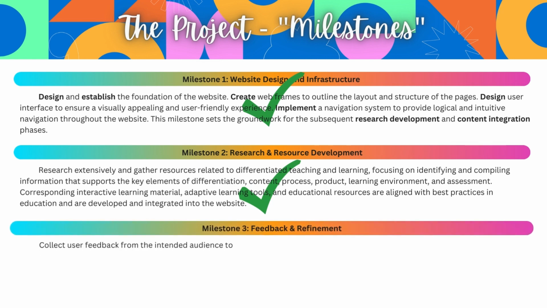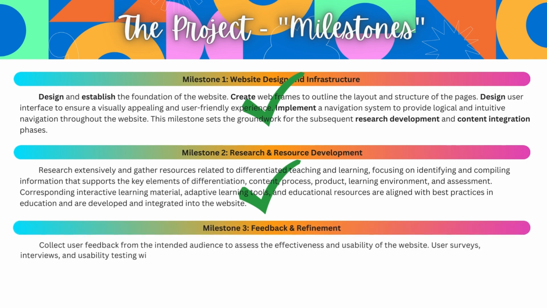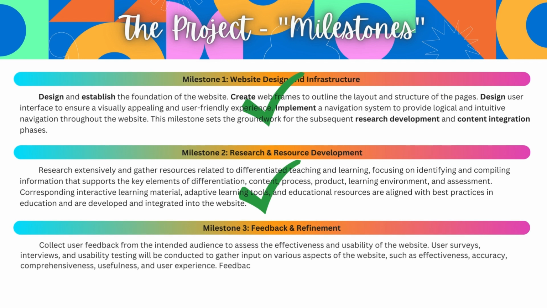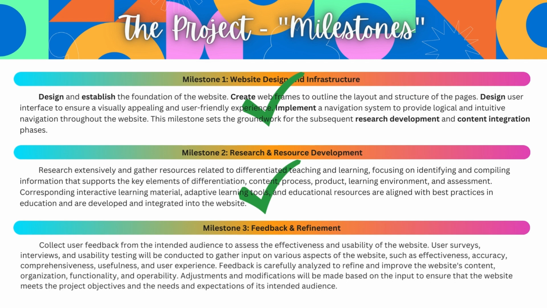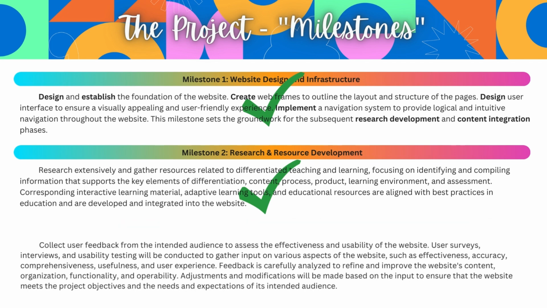Milestone 3, feedback and refinement. Collect user feedback from the intended audience to assess the effectiveness and usability of the website. User surveys, interviews, and usability testing will be conducted to gather input on various aspects of the website, such as its effectiveness, accuracy, comprehensiveness, usefulness, and user experience. Feedback is carefully analyzed to refine and improve the website's content, its organization, functionality, and operability. Adjustments and modifications will be made based on the input to ensure that the website meets the project's objectives and the needs and expectations of its intended audience.